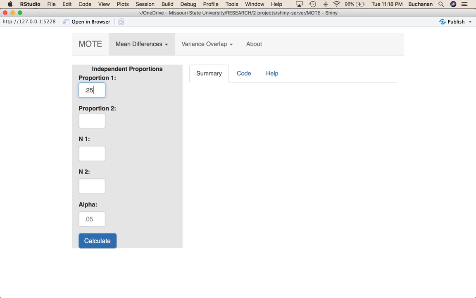So let's say we're gonna compare 25% to maybe 35% and see if those two are different. By independent proportions, what we mean is that they're two totally different groups of people and not the same group of people. So correspondingly, sample size 1, let's just make it 100 to make it easy. Sample size 2 is 100. Remember, alpha is our type 1 error rate, so we're going to put that at 0.05.